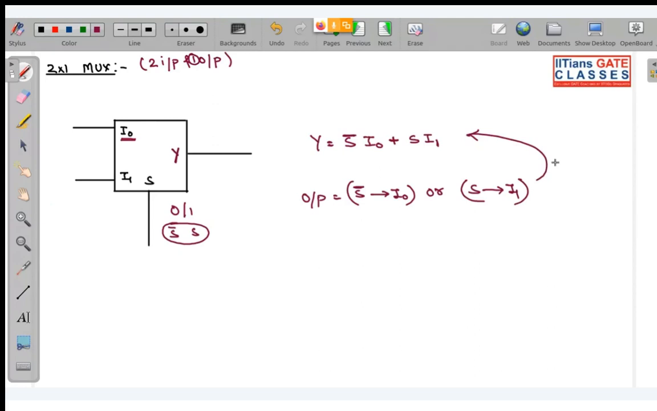Okay. Now let me ask you, can you draw the circuit diagram for this? Circuit diagram? Okay, truth table. Let me show you the truth table first. So truth table can be what?